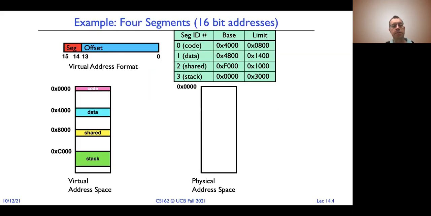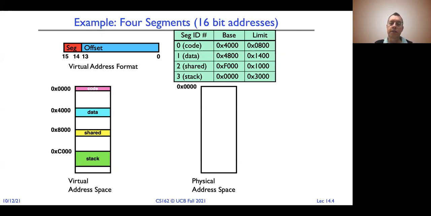So these are some examples. Here is a simple example of an architecture with 4 segments. The address is 16 bits. The first 2 bits of the address are used to specify the segment number. Because we have 4 segments, we need only 2 bits, so these are bits 15 and 14. And the rest of the bits, from 13 to 0, represent the offset.